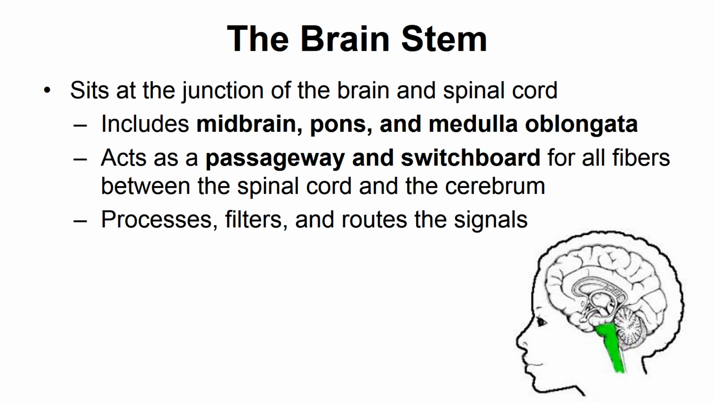As we carry on from the previous OLM, we're going to move down from the brain into the brainstem now. And the brainstem is located directly below the diencephalon and basically is the junction of the brain and the spinal cord. The brainstem includes the midbrain, the pons, and the medulla oblongata, and it acts as a passageway and a switchboard for all messaging that occurs between the spinal cord and the cerebrum.